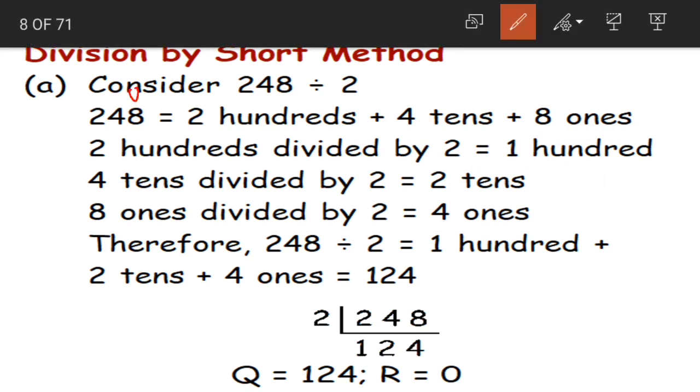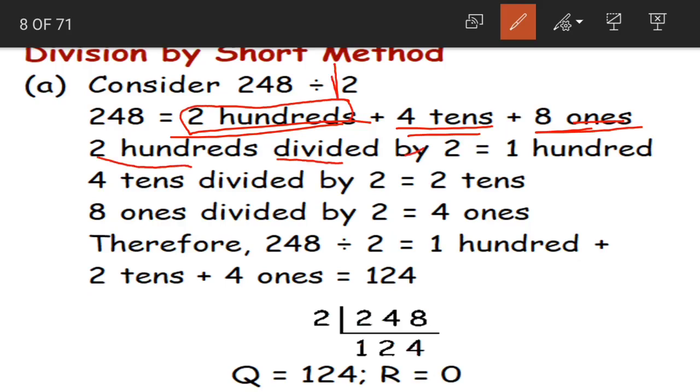How? Because of their place values. 8 is in ones place, 4 is in tens place and 2 is in hundreds place. So 2 becomes 2 hundreds, 4 becomes 4 tens, 8 becomes 8 ones. Now in this short division method, we are taking the individual value of the digits, the place values of the digits. Yes, first we have 200s divided by what?